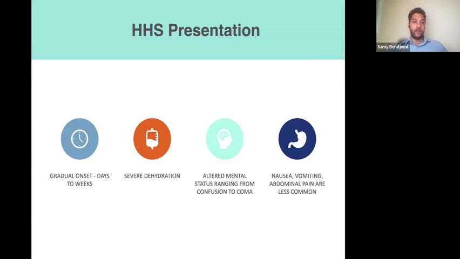Compared to diabetic ketoacidosis, HHS is more gradual in onset. It does have the dehydration, though more severe, with altered mental status from the severe dehydration. However, one distinguishing factor is that HHS actually has less common side effects of the nausea, vomiting, and abdominal pain that you see in diabetic ketoacidosis.